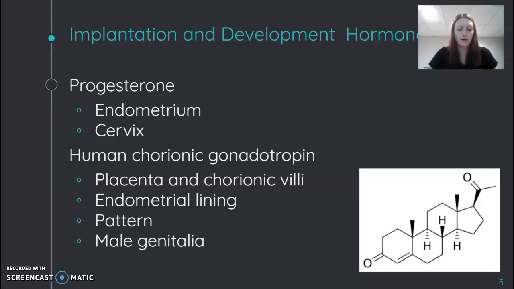Human chorionic gonadotropin, which is also known as HCG, is secreted by the developing placenta and chorionic villi. This hormone is structurally similar to LH and will bind to LH receptors, signaling to the corpus luteum to remain intact and continue to produce progesterone, which will keep the endometrial lining intact. HCG will peak at about 3 months and diminish because the placenta has fully formed and takes over the secretion of progesterone, so the corpus luteum is no longer needed. Lastly, HCG will stimulate testosterone production in developing male embryos.